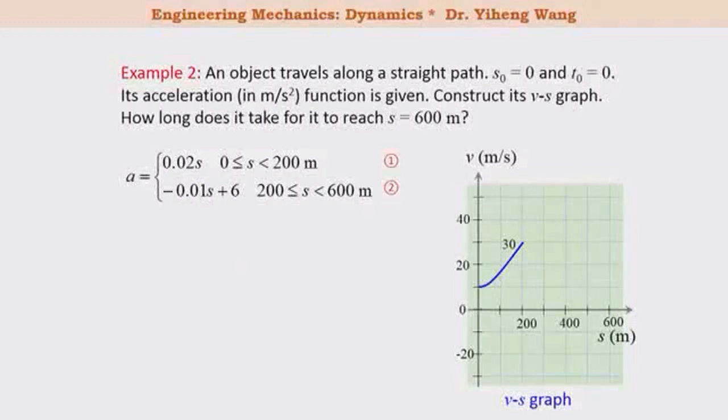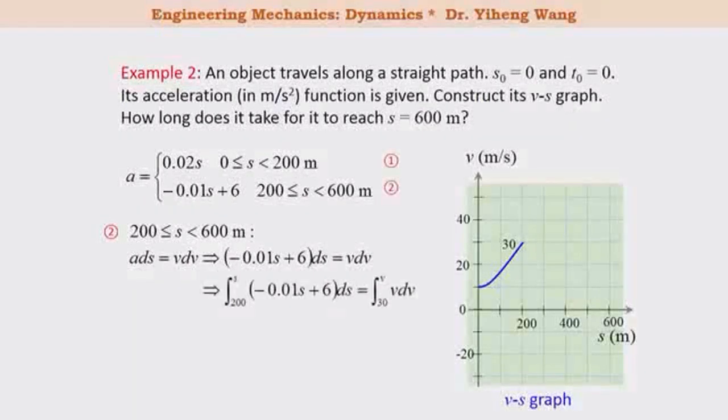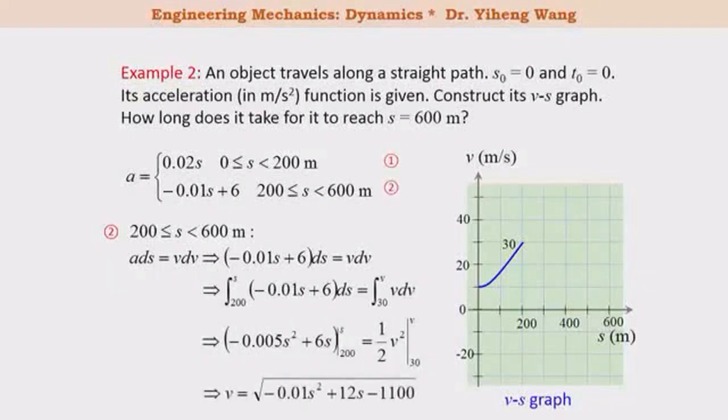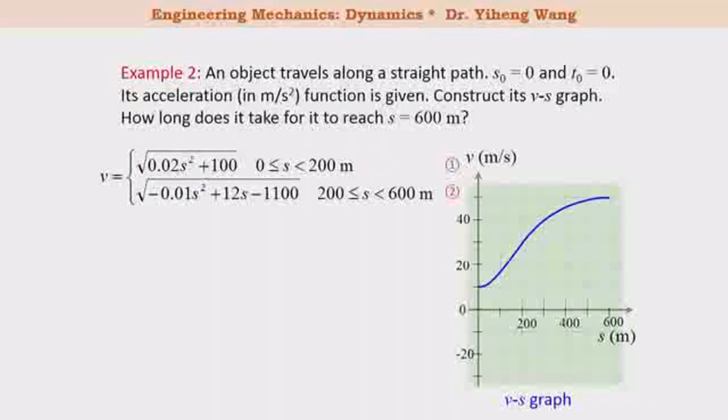And for the second part, position between 200 and 600 meters, we follow the same procedure. We sketch the second part on our v-s graph, and we can calculate that when the position has reached 600 meters, the velocity is 50 meters per second. And this completes the v-s graph. And the velocity function is organized here as a piecewise function. And again, this is a function of position.